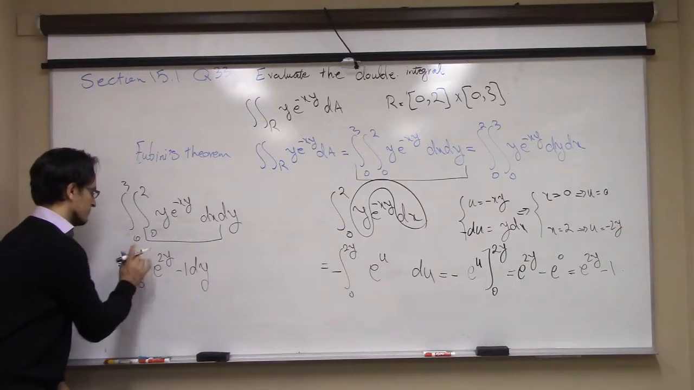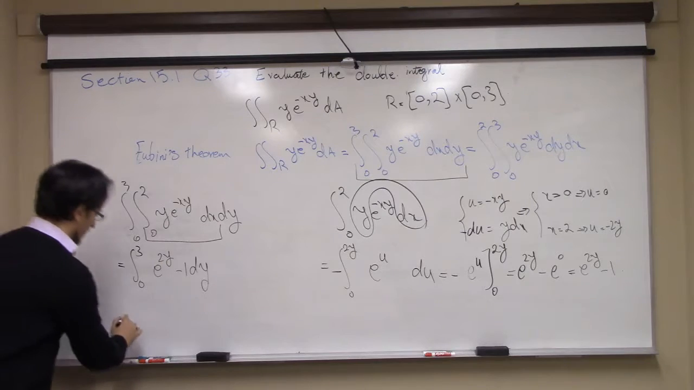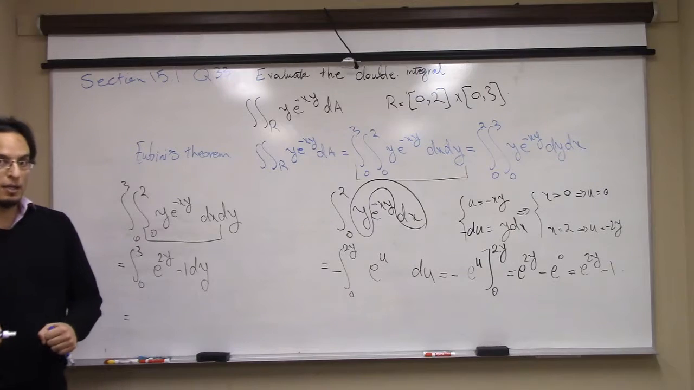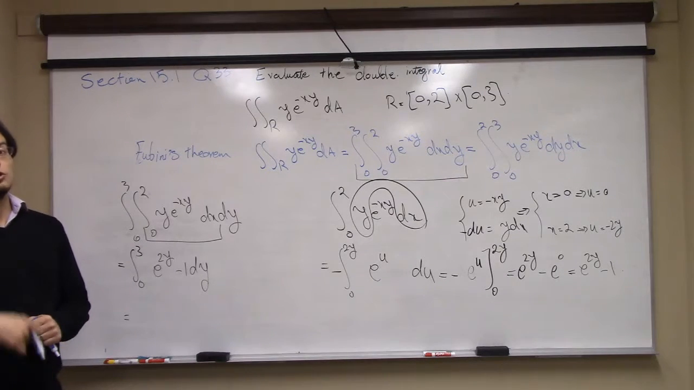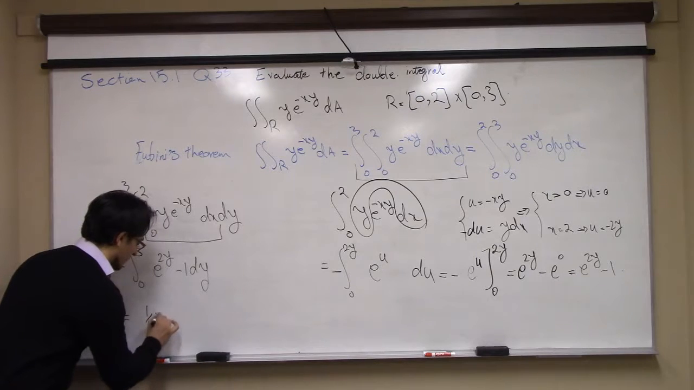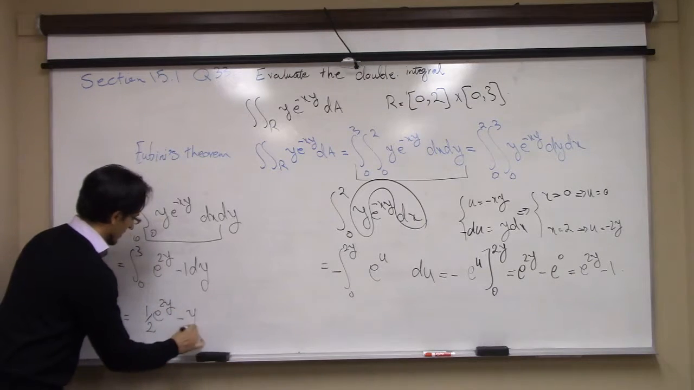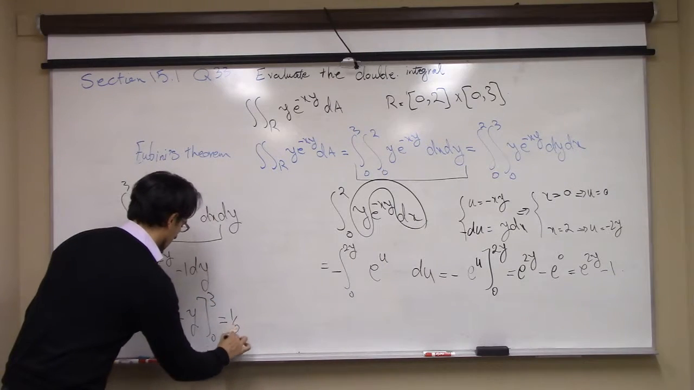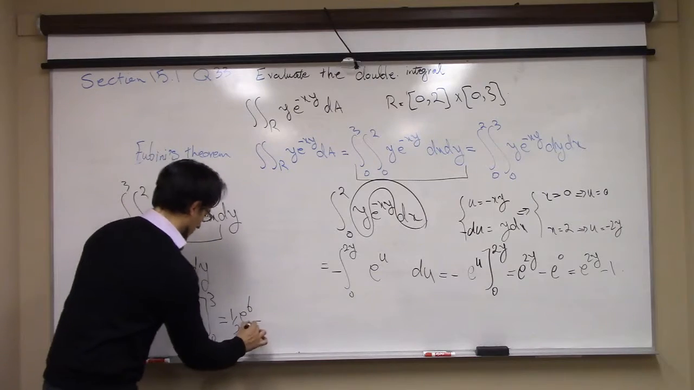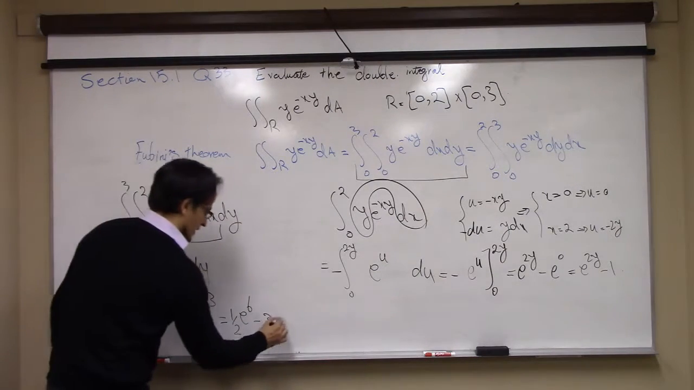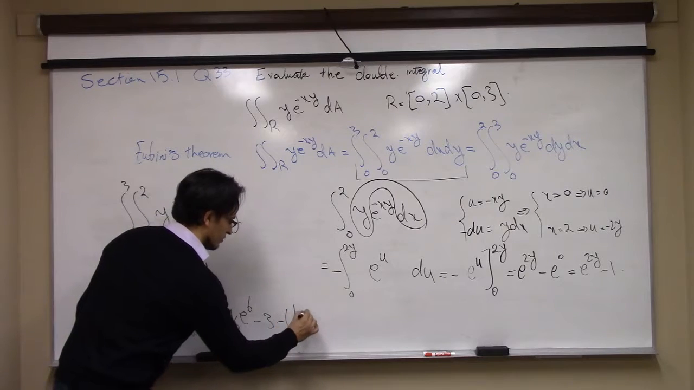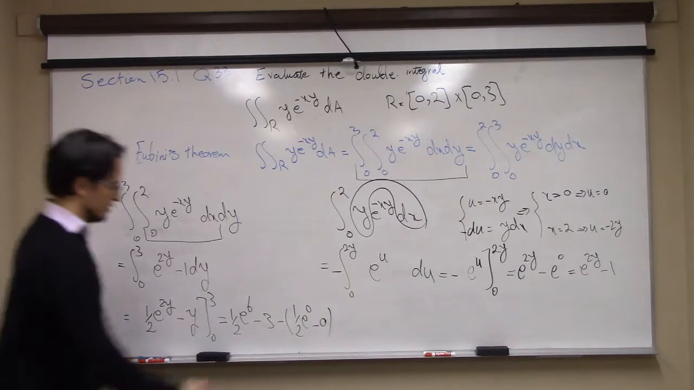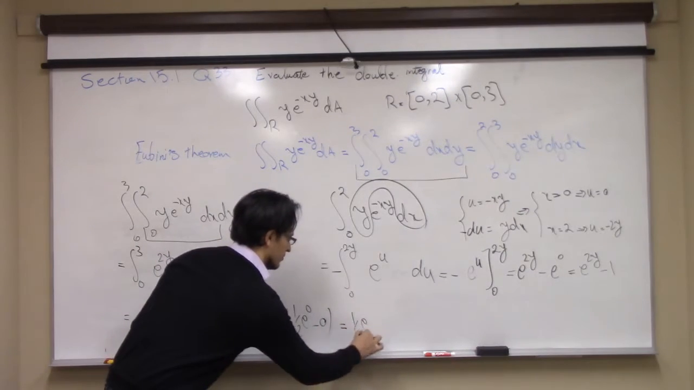The boundary is from 0 to 3. Now I have to find the antiderivative of e to the 2y. The antiderivative of e to the y is e to the y. The antiderivative of e to the 2y is half of e to the 2y, minus y, going from 0 to 3. So plug in: half of e to the 6 minus 3, minus half of e to the 2 times 0, which is 0, minus 0. So the result is half of e to the 6.